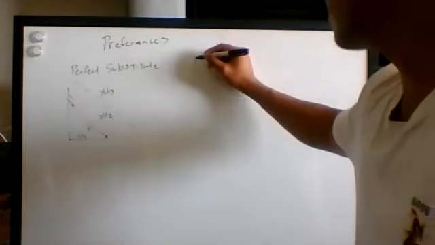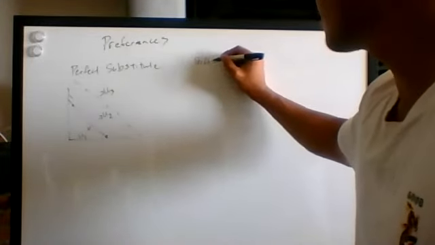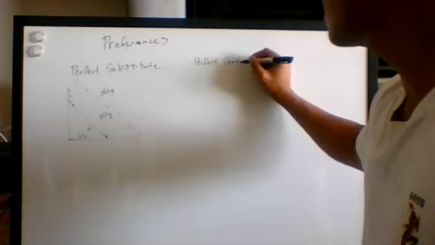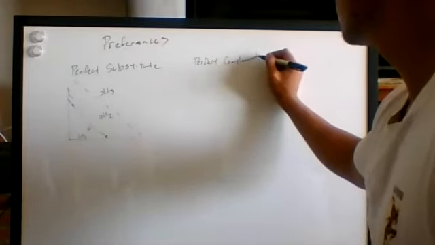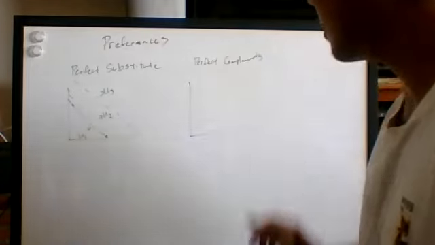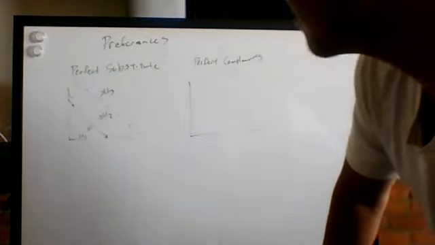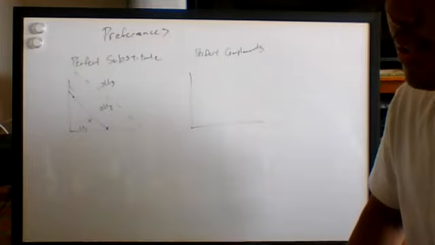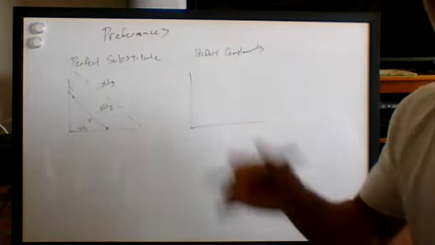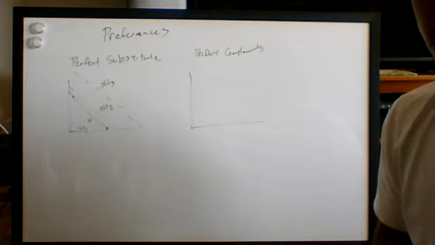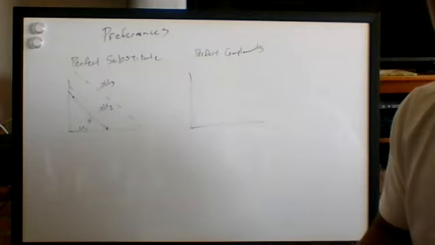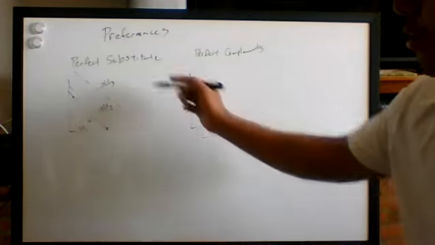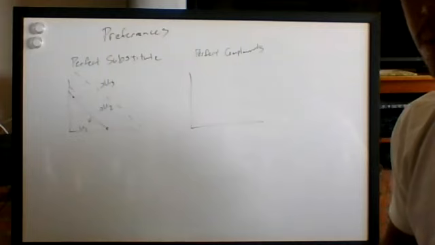The next one I want to talk about is perfect complements. These are the ones that I introduced in last Wednesday's lecture, where I went over a practice problem that involved perfect complements. The classic example of those is left shoe, right shoe. You can obviously extrapolate from that different examples of what perfect complements would be, and I definitely recommend you do the same for perfect substitutes.